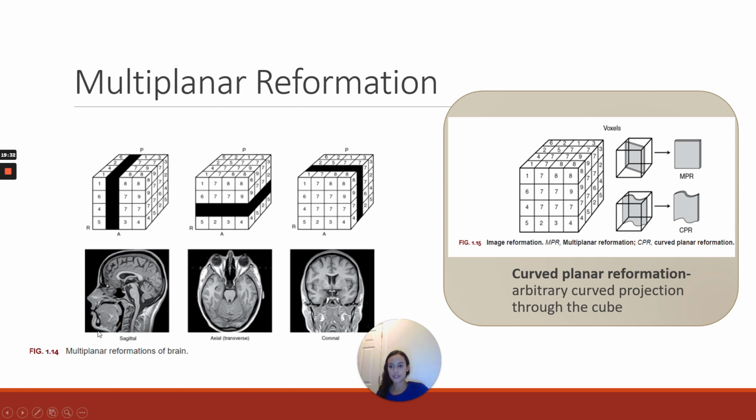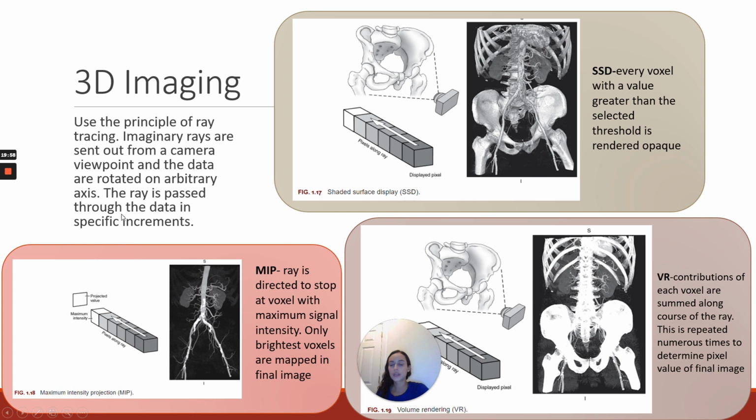So in this case, it looks like this. You have the possibility to create a coronal view, which in this case looks like this, or you have the possibility to just scroll through the original slice that you acquired from the CT or MRI, which looks just like this, the axial. Curved planar reformation just talks about an arbitrary curved projection through the cube. So let's say you want to see a curve through the cube. In this case, it looks like this. You can do that too, and it's called curved planar reformation.